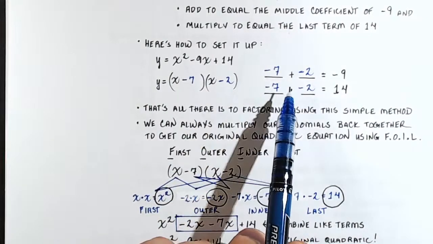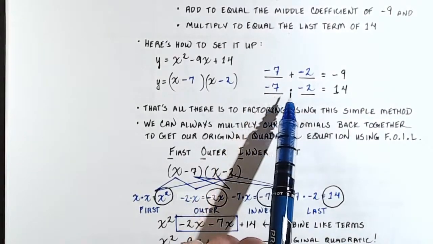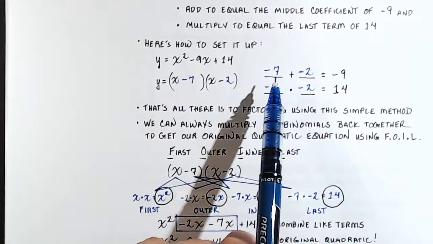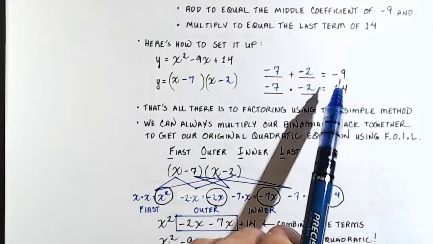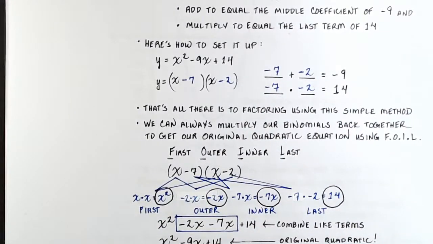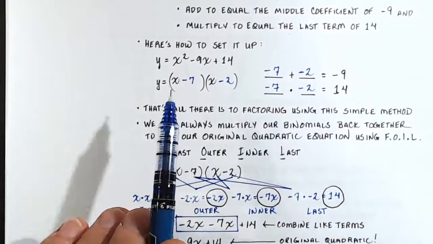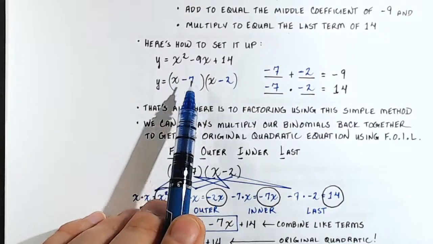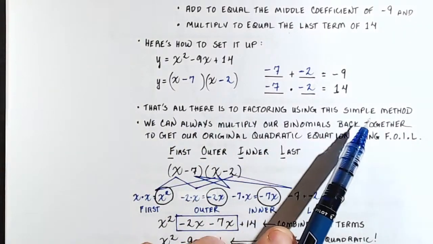What I'm looking for are two numbers that add together to be -9, and those same two numbers can be multiplied together to give me positive 14. Here I see that those two numbers are -7 and -2, because -7 plus -2 equals -9, and -7 times -2 equals positive 14. So that's how I know I'm right. I just take those numbers and stick them into these binomials. So now I have x minus 7 and x minus 2. That's all there is to factoring using this simple method.